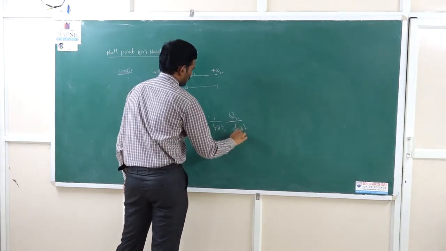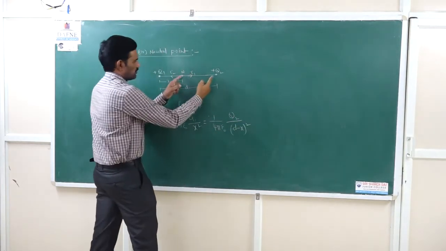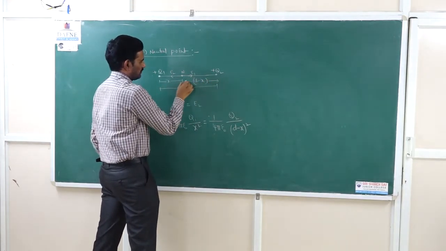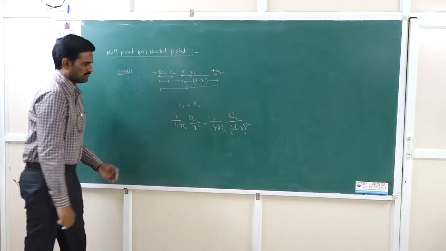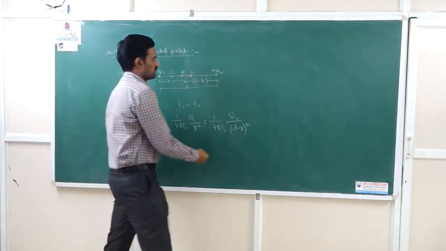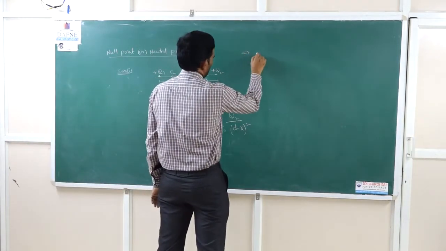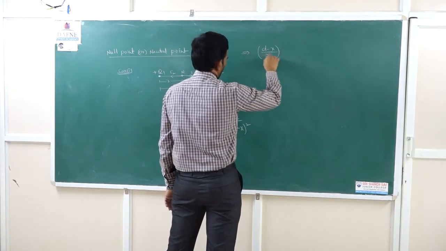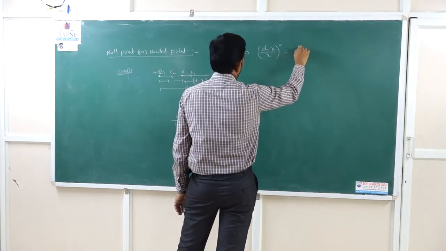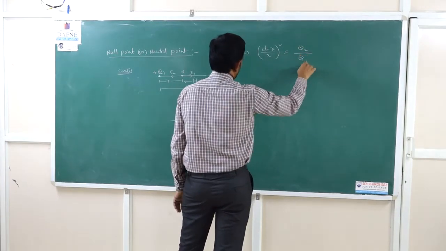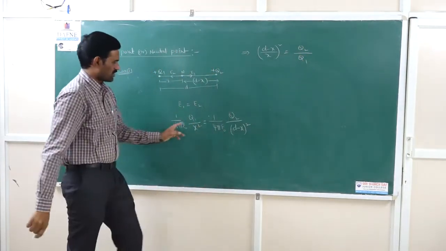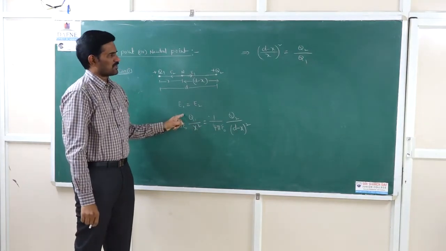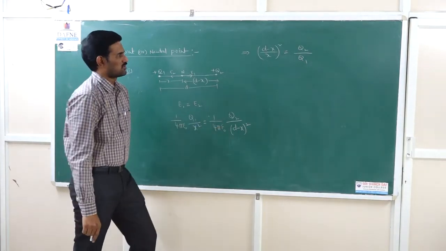The distance from Q2 will be d minus x whole square. This distance. And now let us simplify this. So I am writing the equation as (d minus x) by x whole square is equal to Q2 by Q1, just by rearranging the terms. This constant 1 by 4 pi epsilon naught will be cancelled. This d minus x I am writing here, so that this Q1 goes to here.